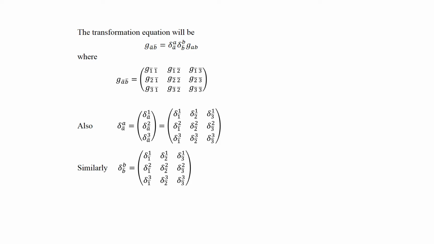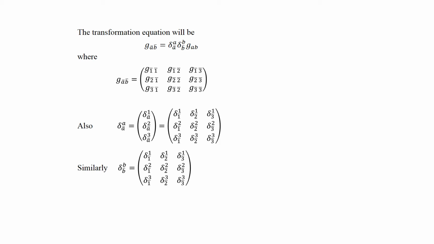Also, as we have here delta A bar. Now first we change the contravariant term, we give the variation to the contravariant term, which is A, we give variation A1 to 3 in the first matrix, and again the matrix A bar, which is written in covariant form, is equal to delta 1 1 bar, delta 1 2 bar, delta 1 3 bar in the first row, delta 2 1 bar, delta 2 2 bar, delta 2 3 bar in the second row, and delta 3 1 bar, delta 3 2 bar, delta 3 3 bar in the third row.